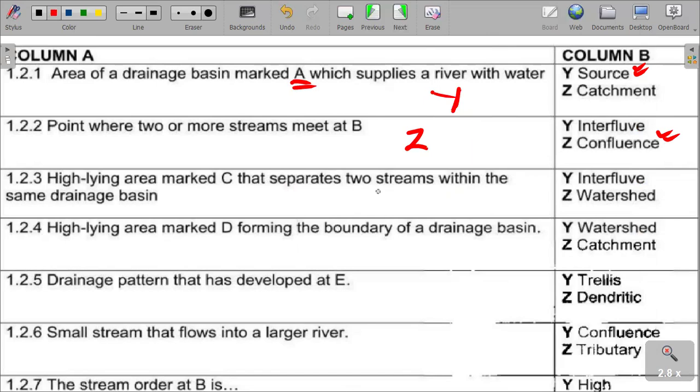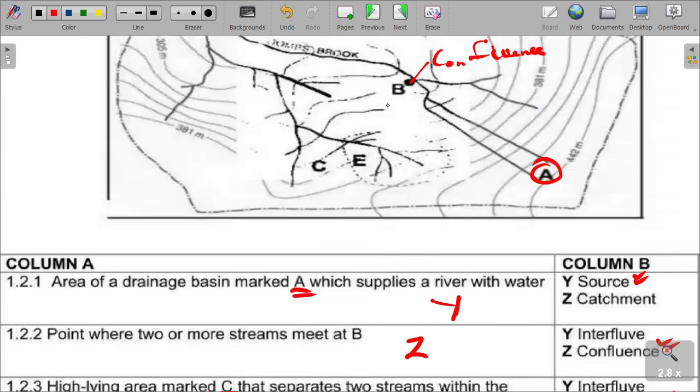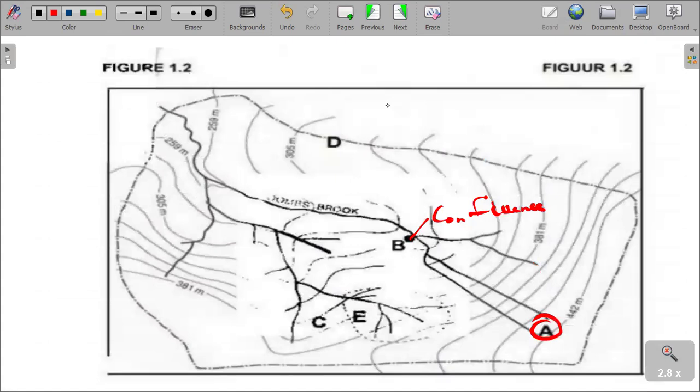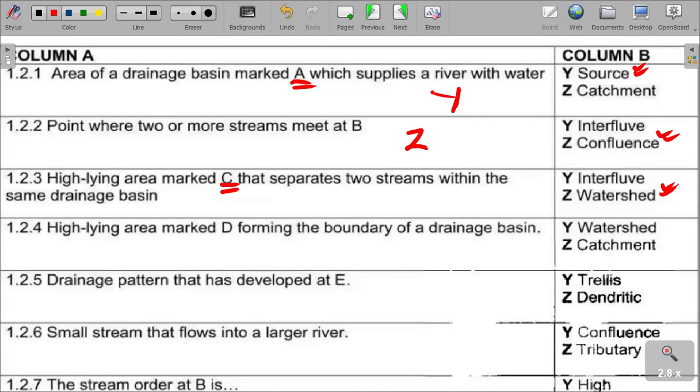And then a high-lying area marked C that separates two streams within the same drainage basin. Streams that are within the same drainage basin are separated by a watershed. In simple terms, a high-lying area that separates two streams within the same drainage basin, we call that what? We are saying it is a watershed. C marks a watershed.